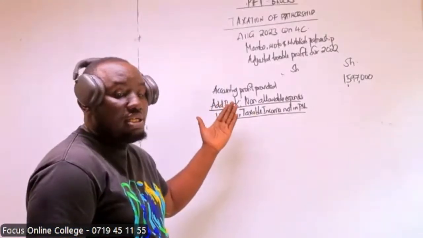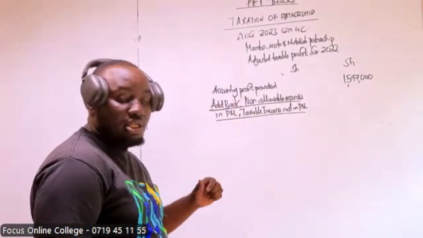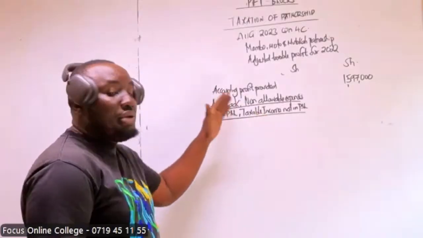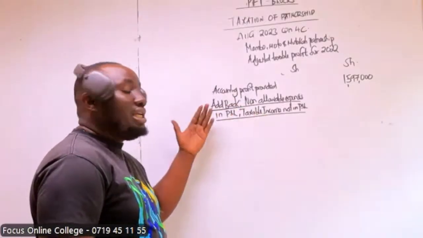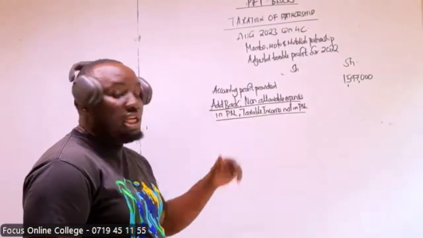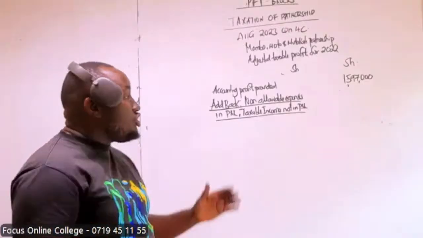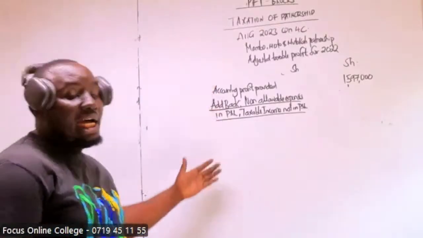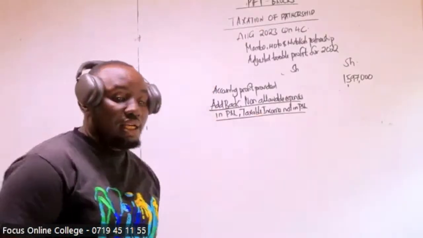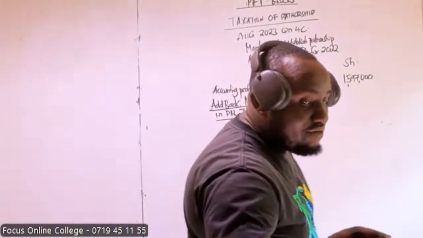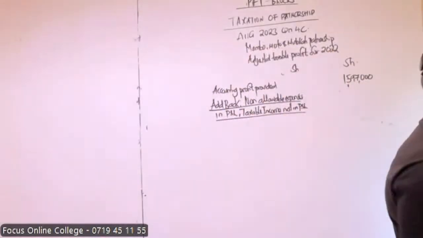You know what is needed. For class purpose, I have to write this because I'm teaching. I have to show you what we are adding: non-allowable expenses in the P&L and taxable income not in the P&L. But for the student, when you get to the exam, just write add back. You don't need to write the whole thing. Is that noted? That is there for you to save time.